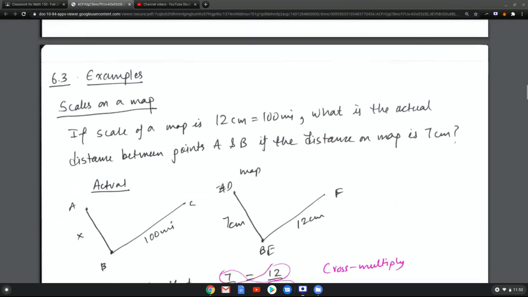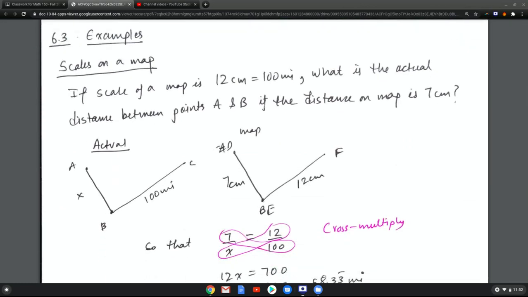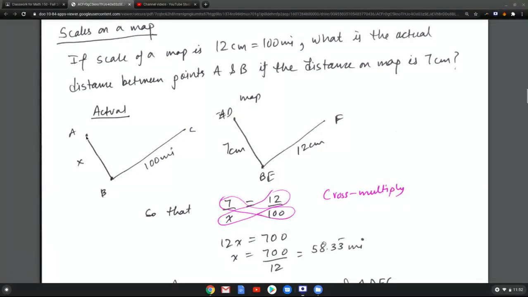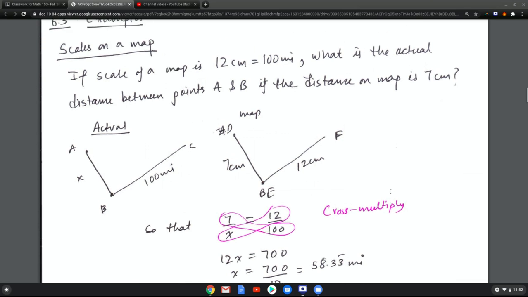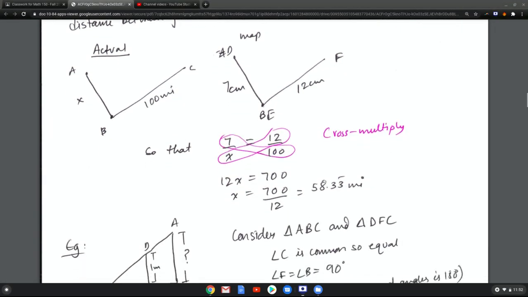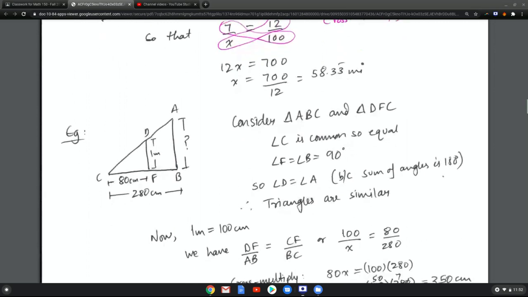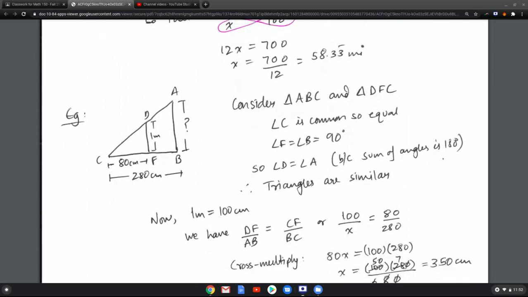Another example would be scales on a map. If a scale on a map is given to be 12 centimeters equal to 100 miles, what is the actual distance between points A and B if the distance on the map is 7 centimeters? So you can think of it as A to B is x, B to C is 100 miles, and 100 miles equals 12 centimeters. Now what does 7 centimeters equal? And these triangles are similar, so you have 7 over x equals 12 over 100, cross multiply, and you get x is 58.33 miles.